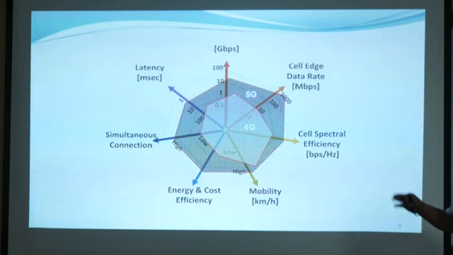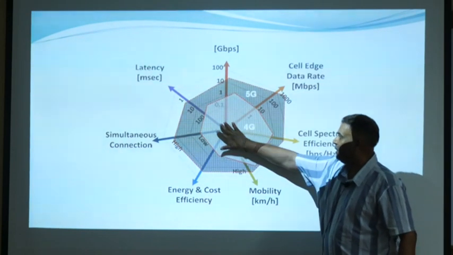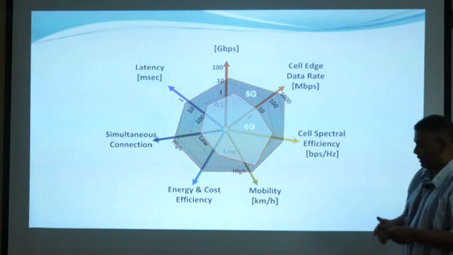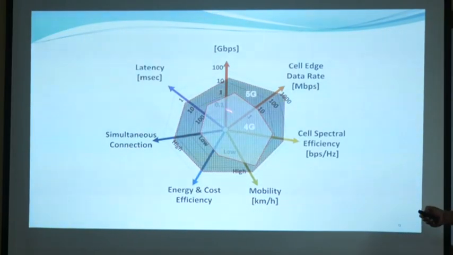So this is the spider diagram. You can see that the light shaded area is the 4G technology, and the dark shaded area is the 5G technology. You can see the peak data rate 4G is giving around 1 gigabit per second, but 5G is going to give 10 gigabits per second. The cell edge data rate is around 10 megabits per second, but 5G can provide 1 gigabit per second.